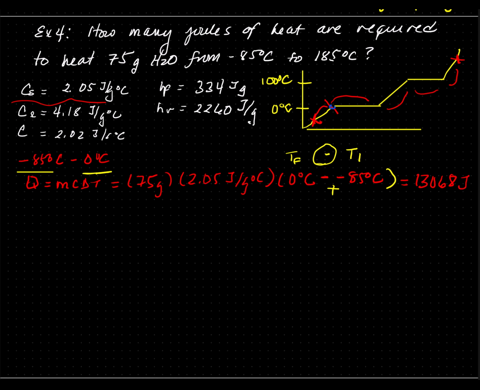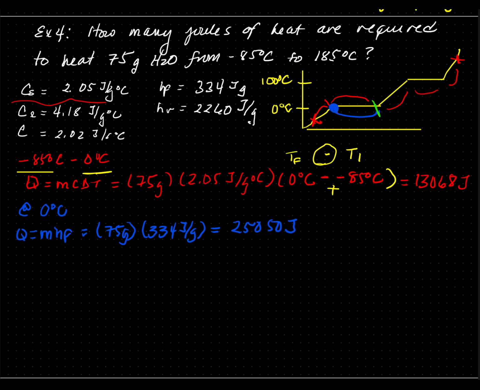We are right here at 0 degrees ice. Now we're going to melt at 0 degrees Celsius. We are melting, so Q is equal to mHf. Same substance, so it's still 75 grams. Hf is given as 334 joules per gram. This is equal to 25,050 joules. So we finished melting.